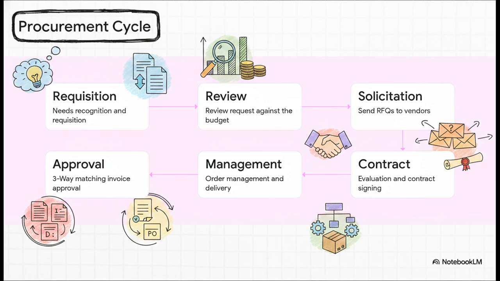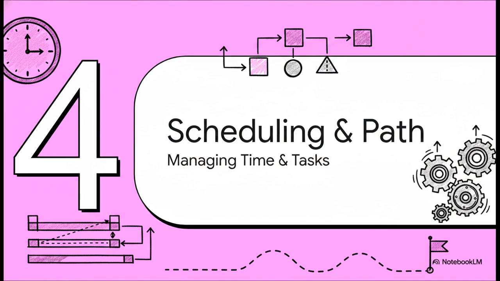This step is crucial because it uses a 3-way matching process between the delivery note, the supplier invoice, and the original purchase order. This guarantees you are only paying for exactly what you received. No surprises. Okay, on to Section 4, Scheduling and Critical Path.